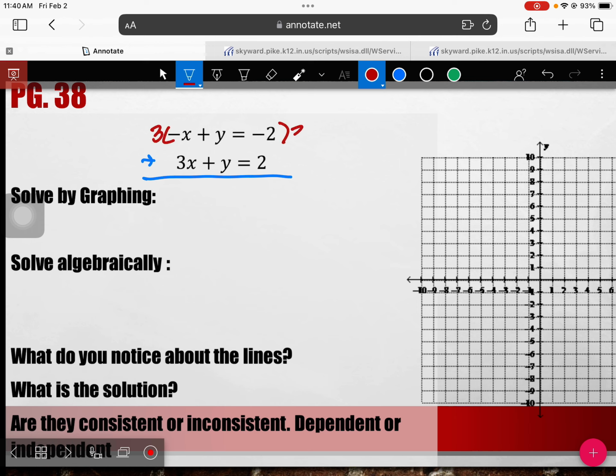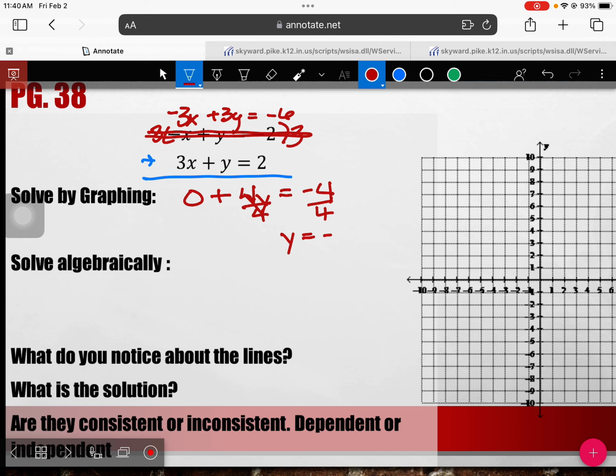So let's multiply by 3. So 3 times -x, -3x. 3 times y, 3y equals -6. So this is no longer here. I can add these together. I get 0 plus 4y equals -4. 0 plus 4y is 4y. Divide by 4, divide by 4. y is equal to -1. Am I done?